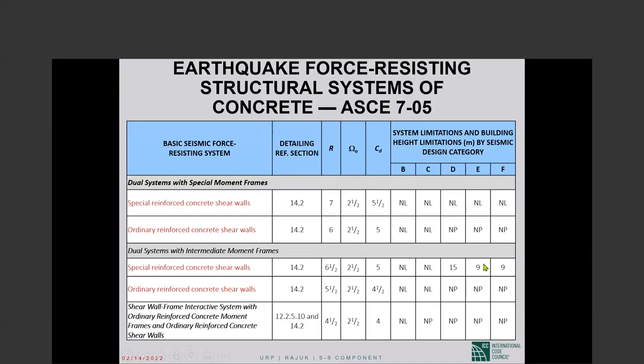Even in D, you have a height limit of 15 meters. How much is 15 meters? 50 feet? I don't know. 60 feet, I think. Whatever. So in design category D, that is not a good system. This is your system for design category D. This is allowed subject to a severe height limit.